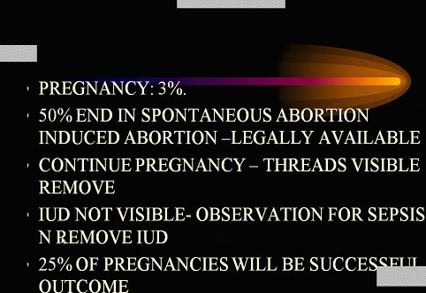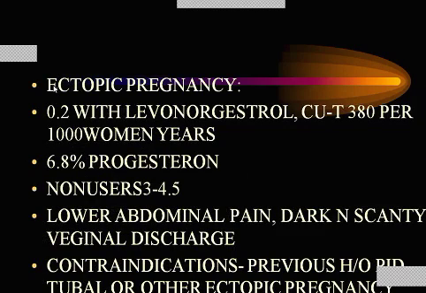If the IUD is not visible, you have to observe for the occurrence of sepsis. If sepsis occurs, remove the IUD. 25% of pregnancies will have a successful outcome, even if the device is in place and a woman becomes pregnant. So ectopic pregnancy is another side effect of this IUD.